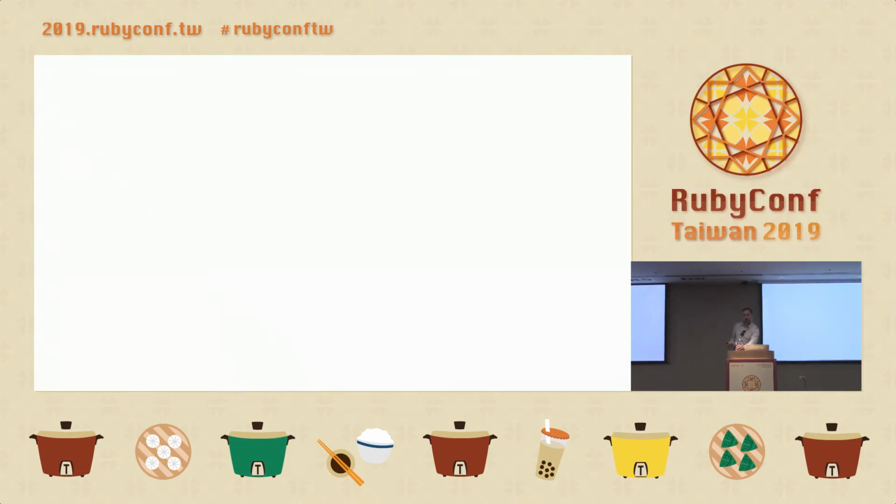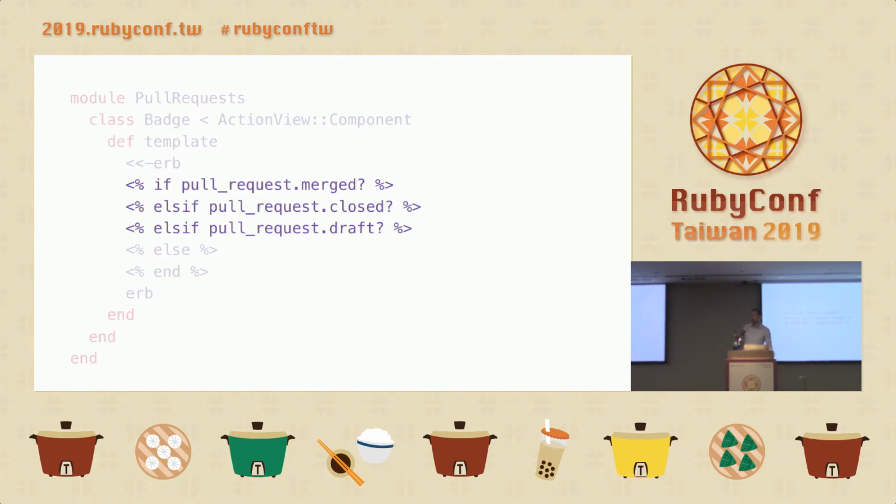But what about that pull request component? How might we decouple it from Active Record? So if we look at that template, we're relying on 3 predicate methods: merged, closed, and draft. So can we pass in a state value like we did for the issue component?